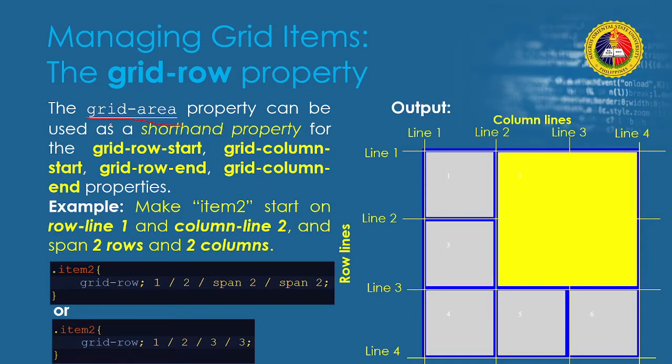So what does it mean by grid area? The property can be used as a shorthand property for grid row start, grid column start, grid row end, and grid column end. For example, make item 2 kani start on row line 1, and then column line 2, and then span 2 rows and 2 columns. So basically, mo na yung itsura, kabantay mo, opat na siya kabok instead of 2. The first one is the start of the row, kana. And then the second is start for column. And then kani end nga row, end nga column.